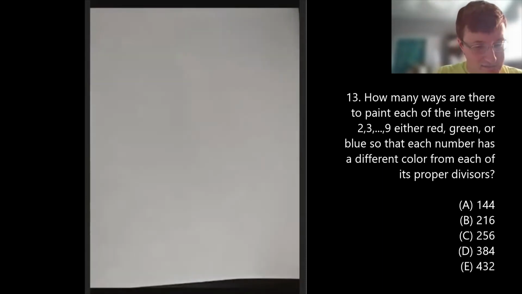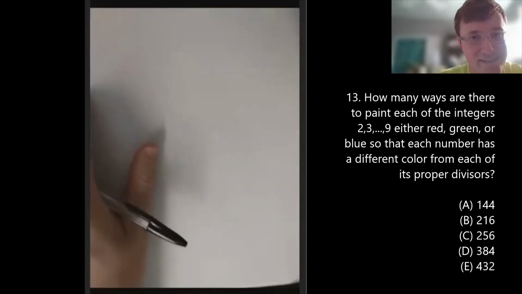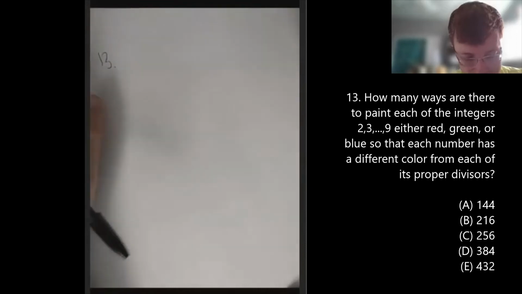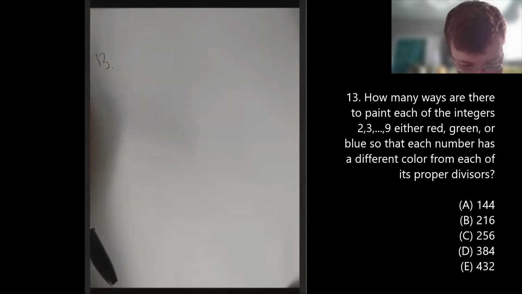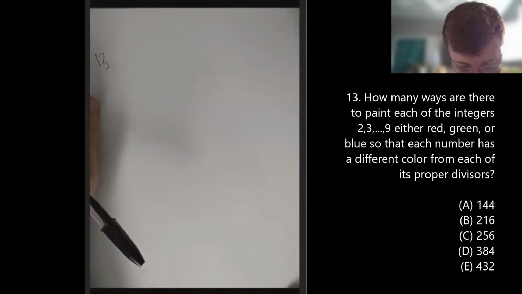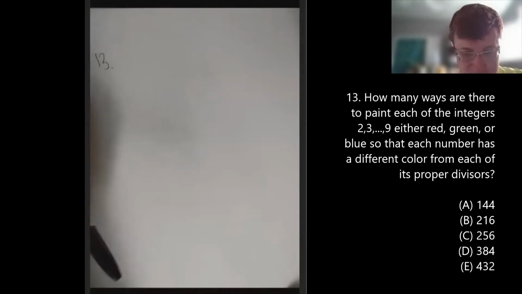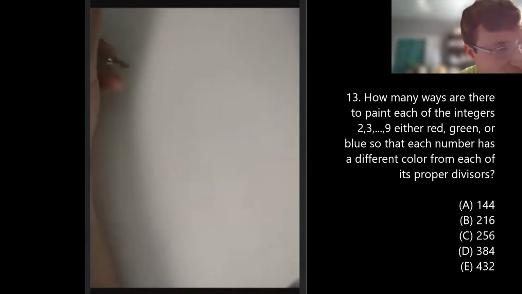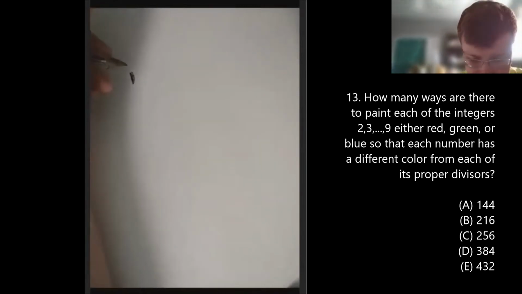This one looks interesting, a little scary. Okay, so I need to know the number of ways to paint the integers 2 through 9 red, green, or blue, so that each number has a different color from each of its proper divisors. Oh boy. Okay, so each prime has to be a different color from 1. So let's say that, oh wait, no. 1 isn't on the list. Okay.